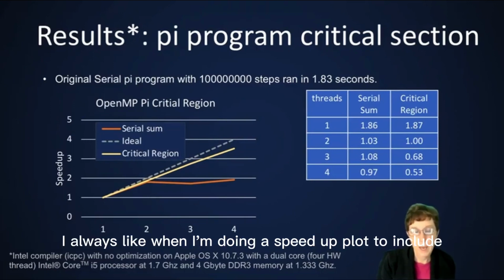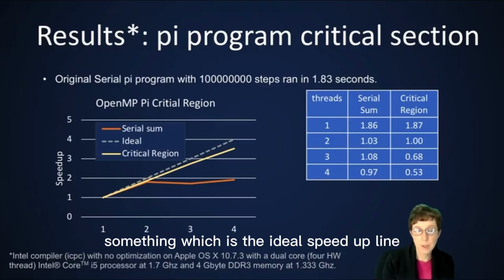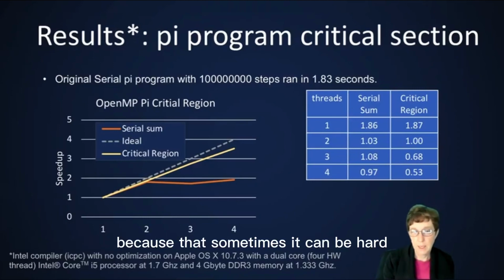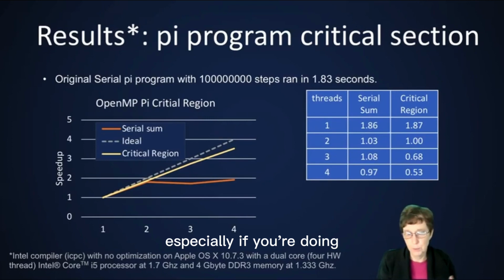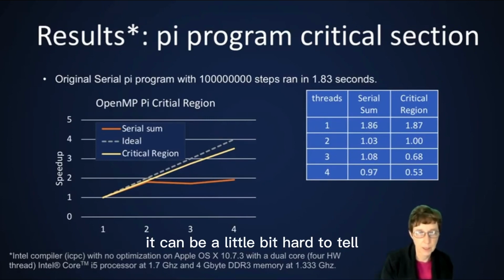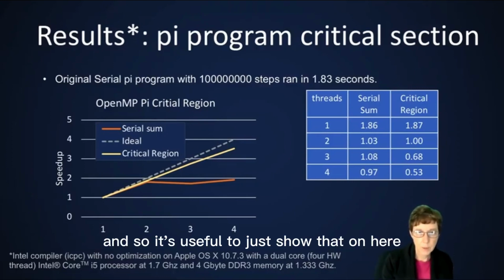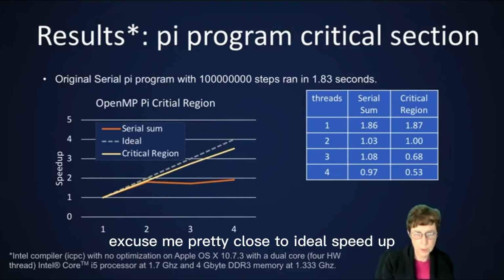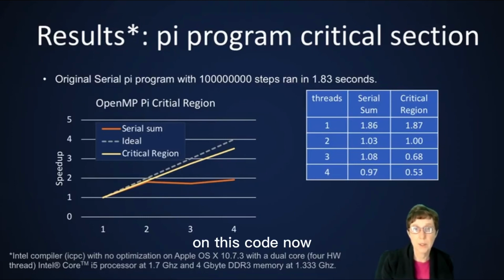By the way, I always like when I'm doing a speed up plot to include the ideal speed up line, because sometimes it can be hard, especially if one of the axes is a log scale or something like that, to tell what the ideal speed up is. So it's useful to just show that on here. We're getting pretty close to ideal speed up on this code now.